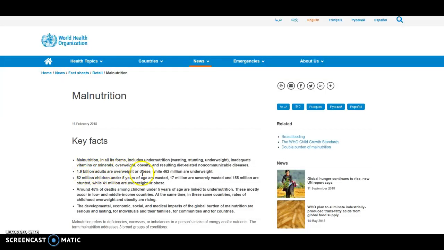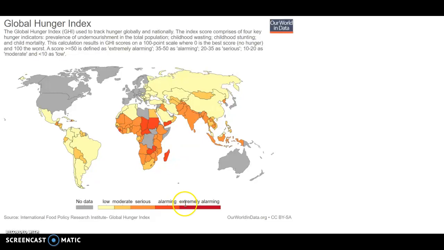1.9 billion adults are overweight, but 462 million people are underweight. They're not getting enough food in their countries. Look at this. 52 million children under the age of 5 years are wasted. That's a health issue. They're not getting enough nutrition or food energy. 17 million are severely wasted. Kids are stunted. So there is a world health issue of malnutrition or not getting enough calories. In fact, you can see the more dark red these parts of the world are, the more they're hungry and starving.